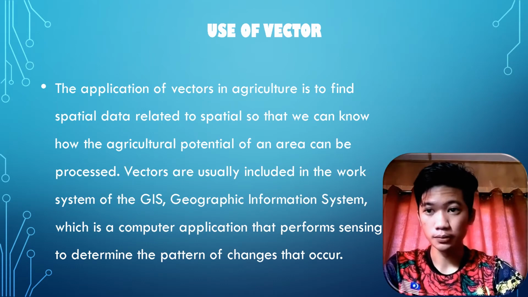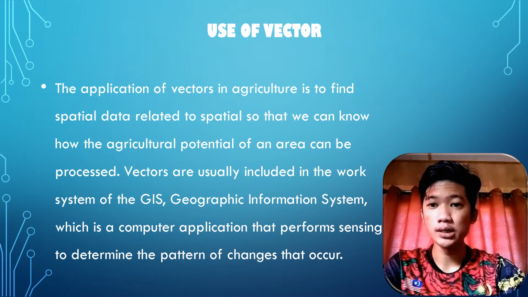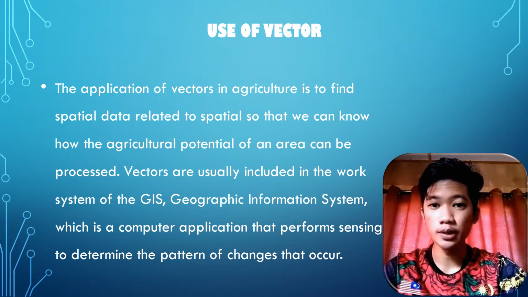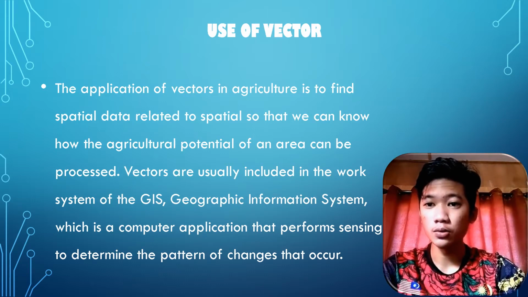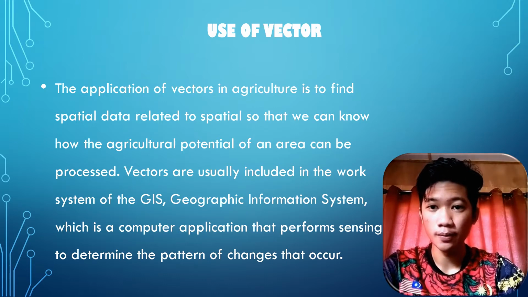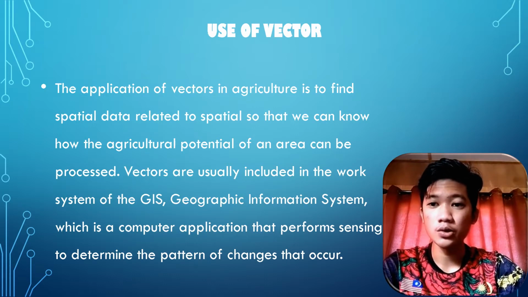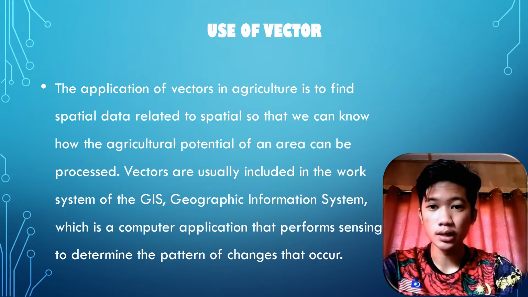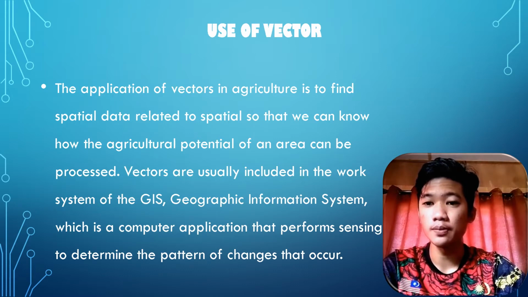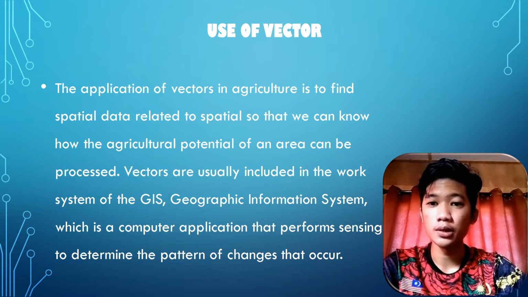Use of vector. The application of vectors in agriculture is to find spatial data, so that we can know how the agricultural potential of an area can be processed. Vectors are usually included in the work system of the GIS, that is Geographic Information System, which is a computer application that performs sensing to determine the pattern of change that occurs.